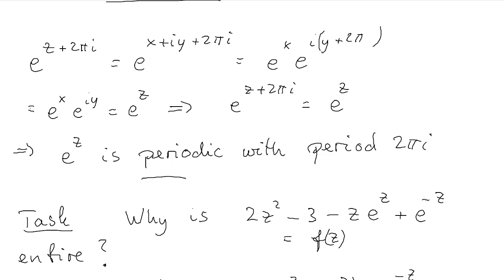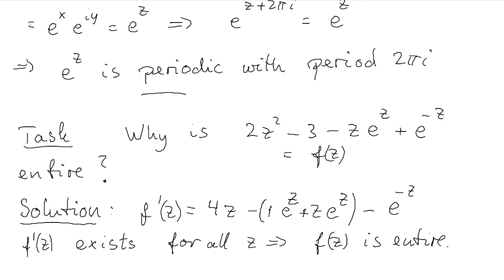Well, let's turn to some task. Why is this function entire? That means analytic in all points in the complex plane. And this is a very simple task, because we can differentiate this function, and then we obtain this. It's very easy to differentiate. This also is a constant, so the derivative is 0.